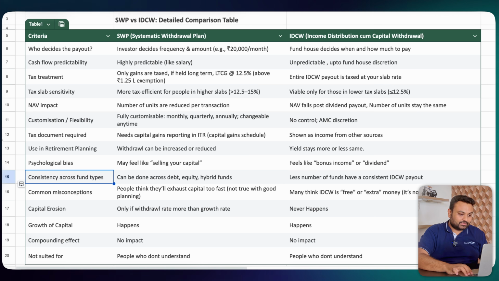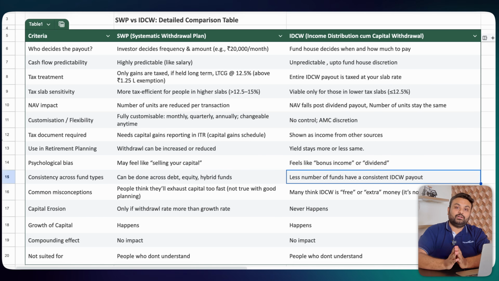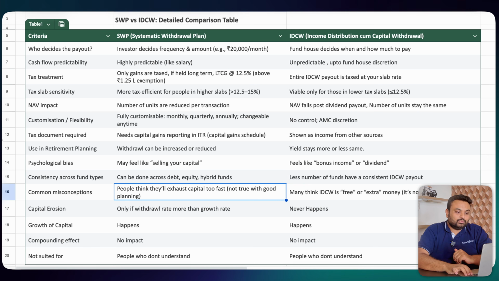Consistency across fund types. That means you can do an SWP from equity funds, debt funds, hybrid funds, anywhere. But in IDCW, not all mutual funds offer an IDCW option, let's say reinvest or payout, because the fund structure has to be in a certain stable and balanced manner for them to be able to give you a dividend. So typically only hybrid funds, balanced advantage funds, multi-asset funds have IDCW options. Not all mutual funds have. And even if they have, they might only give you once a year, and that might be very inconsistent also.